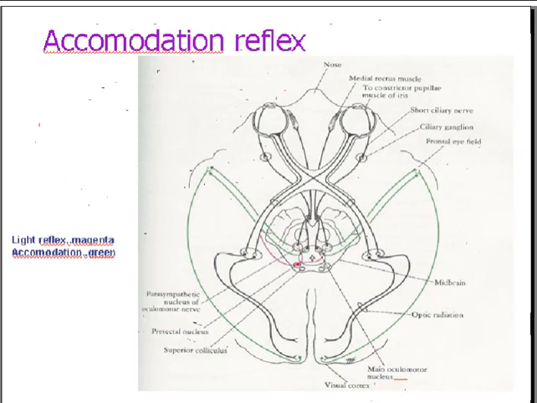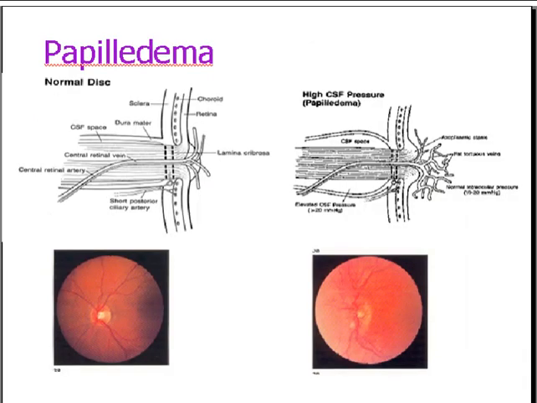Let's look at some clinical conditions which are associated with the eye. First is papilledema, and we have discussed this earlier. And you know that the optic nerve is surrounded by this subarachnoid space which bathes the optic nerve as well as these blood vessels which pass through to enter the optic nerve.